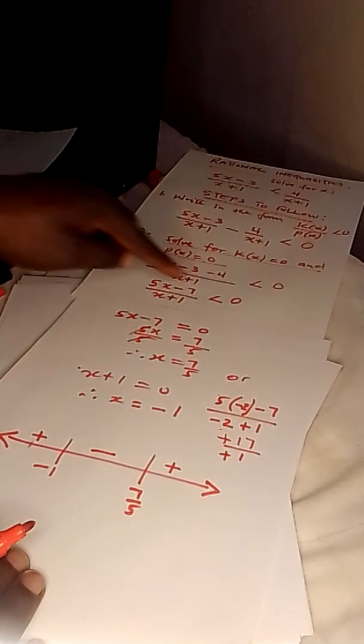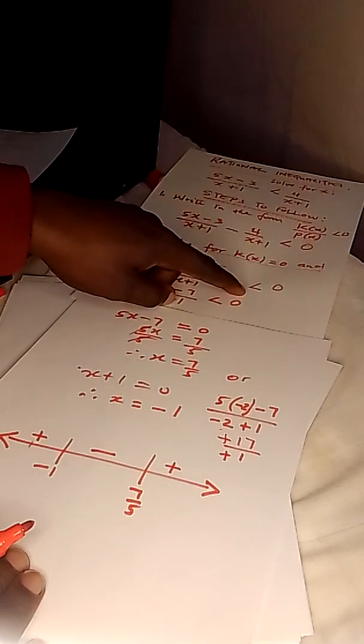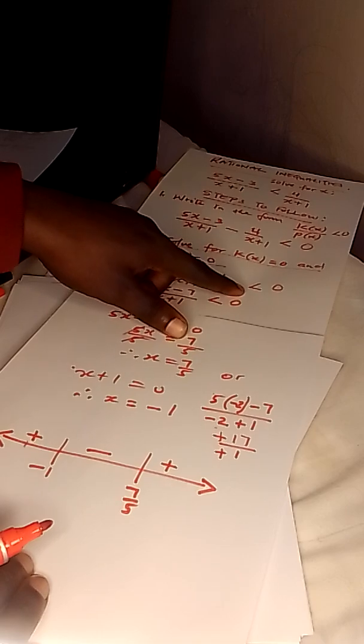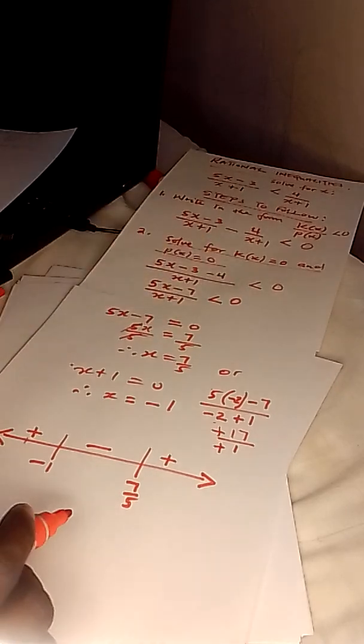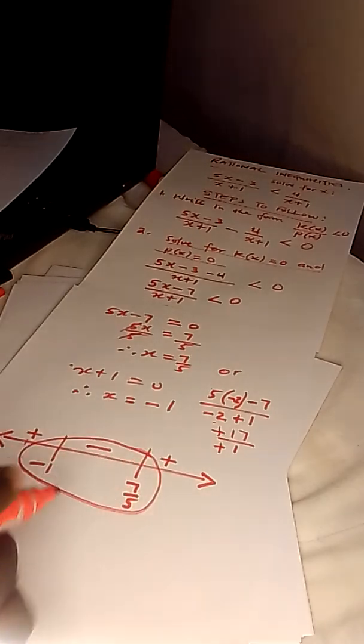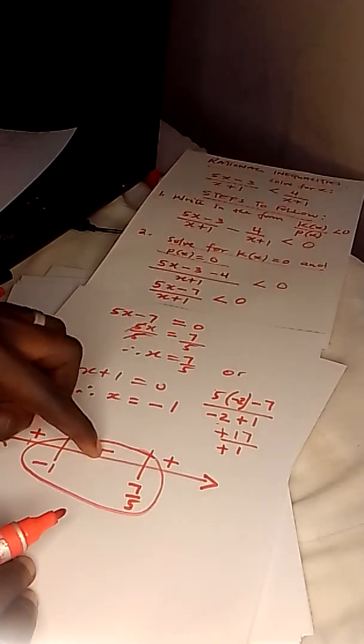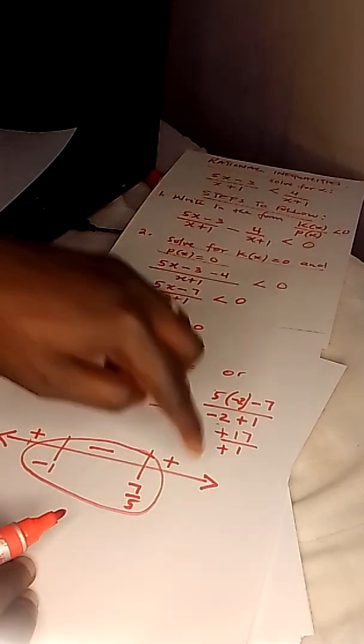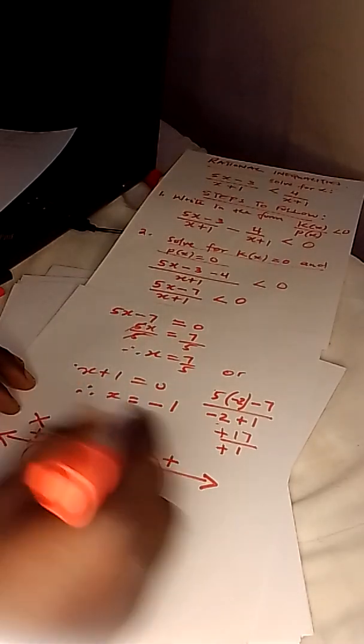What are we looking for according to the question? We are looking for a solution that is negative. Less than means a negative solution. That will tell you that your answer revolves around here, these two, because this is the only part we see negative. We don't go here, we don't go there. Here is out, here is out. So the answer will be here.